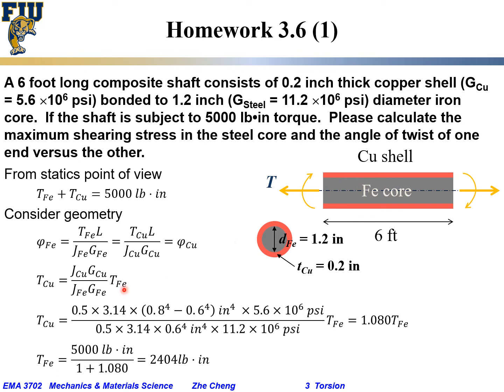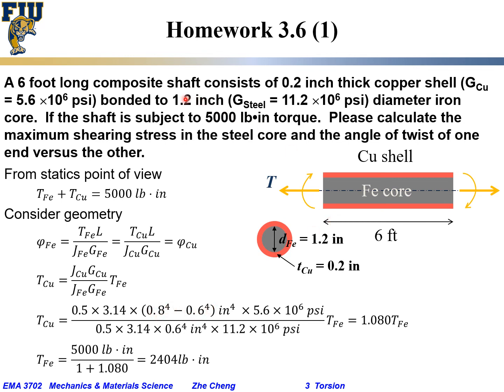Okay, so now we have two equations, one here and one here, and two variables. One is T_Fe, one is T_Cu. In principle, the problem can be solved. If we plug in the numbers, T_Cu would be all this times T_Fe, and J_Cu, the copper moment of inertia, would be half pi. Copper, remember, is a hollow cylinder. It will be outer radius to the power 4 minus inner radius to the power 4.